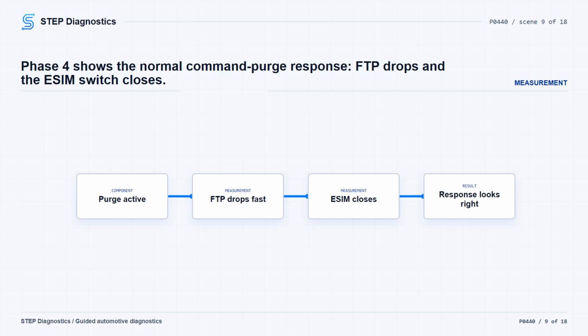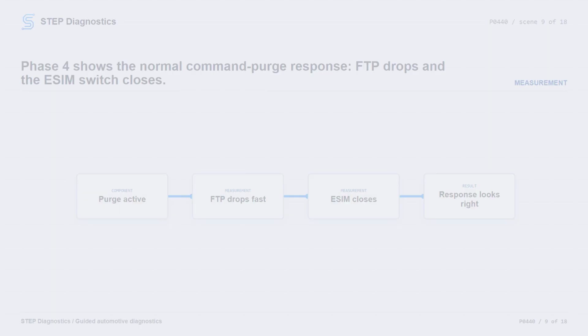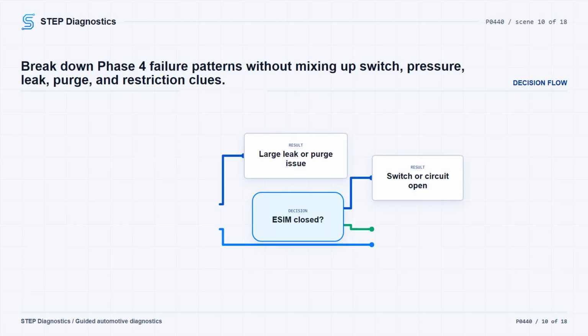If FTP drops as expected but the ESIM switch does not close, the switch may be stuck open, or the ESIM signal or ground circuit may be open. If the ESIM switch closes but FTP changes very little or not at all, suspect a restriction between the canister and FTP sensor or a stuck sensor. Verify 5-volt supply at the sensor before condemning the sensor.